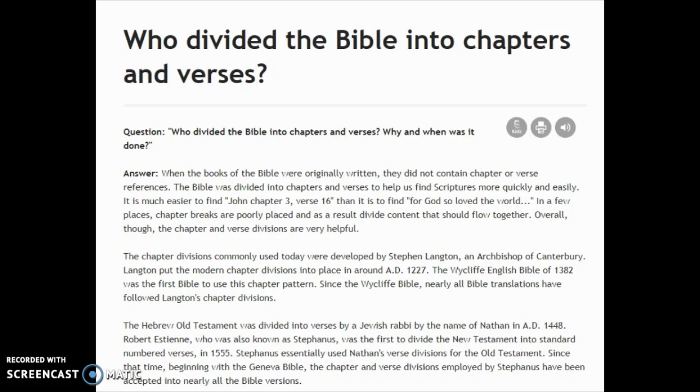Robert Estienne, who was also known as Stephanus, was the first to divide the New Testament into standard numbered verses in 1555. Stephanus essentially used Nathan's verse divisions for the Old Testament. Since that time, beginning with the Geneva Bible, the chapter and verse divisions employed by Stephanus have been accepted into nearly all Bible versions. So here we have it. We're going to go ahead and see other sources on this. This comes from gotquestions.org, but we're going to see more references or more examples.